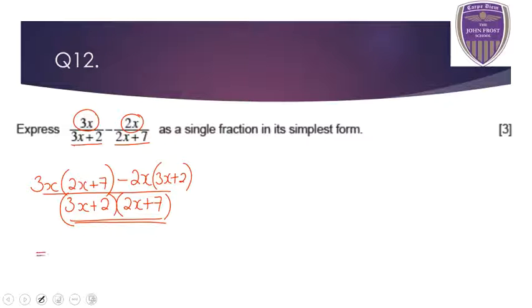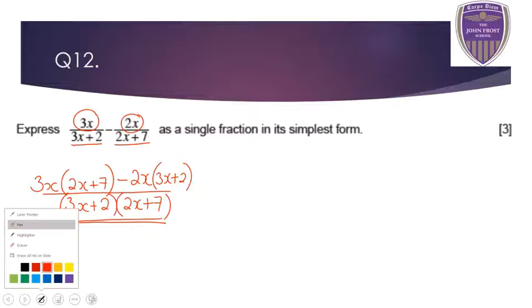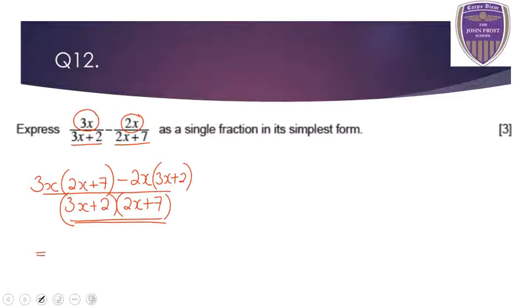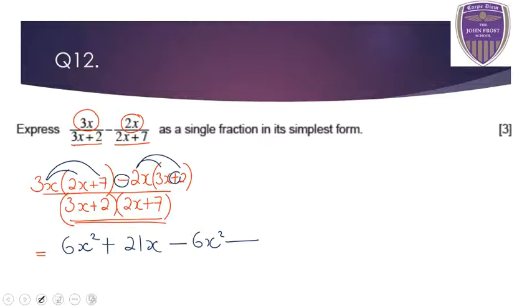And then what you need to do is simplify the numerator. So by multiplying out, 3x times 2x will be 6x squared plus 3x times 7 is 21x minus 2x times 3x is 6x squared. And be careful here, the minus and the plus will be minus 4x. The denominator stays the same. You can't do anything with that.